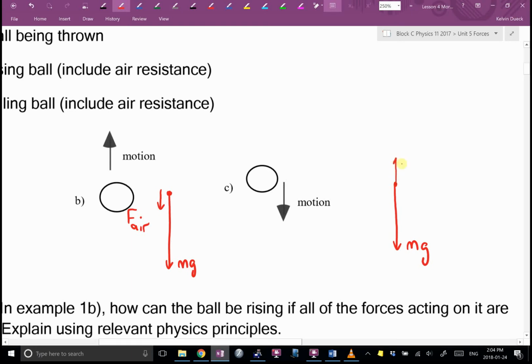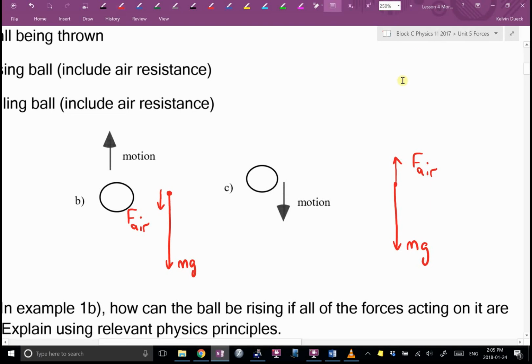And this is how I know that air resistance must be smaller than gravity, because if it was bigger than gravity, it would be accelerating up in this situation, not accelerating down. And I know when you throw something into the air, it does come back down. So if air resistance is smaller in situation C, it's got to be smaller than mg in situation B. Is that clever? Yes?